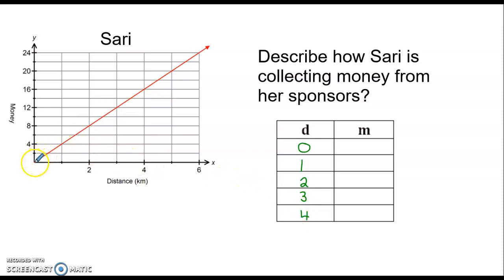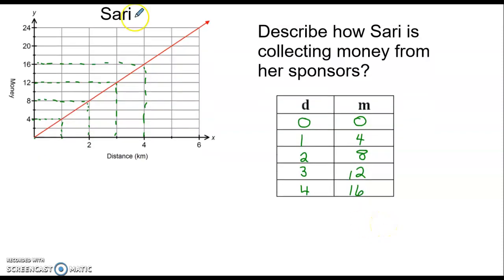When she walks 0 kilometers, she gets $0. If she walks 1 kilometer, we can read from the graph that she gets $4. If she walks 2 kilometers, we read from the graph that she gets $8. 3 kilometers gives her $12, and 4 kilometers gives her a total of $16.